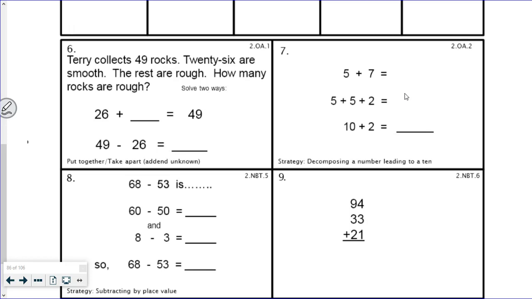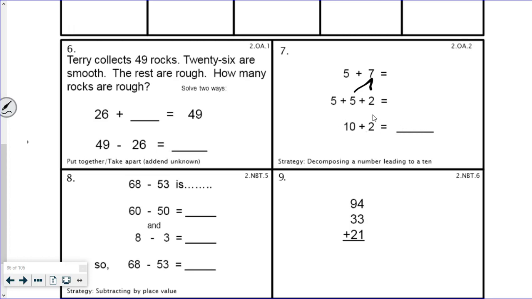Okay, number 7. It says the strategy is decomposing a number leading to a 10. So 5 plus 7, okay, in 7, right, is the number 5. So we're breaking apart 7 into the two numbers that added together equal 7, right? So 5 plus 2 equals 7. So now we've got 5 plus 5 plus 2. We know 5 plus 5 equals 10, which is why we chose 5, because that would make a 10, okay? So 10 plus 2, and then write your answer here.